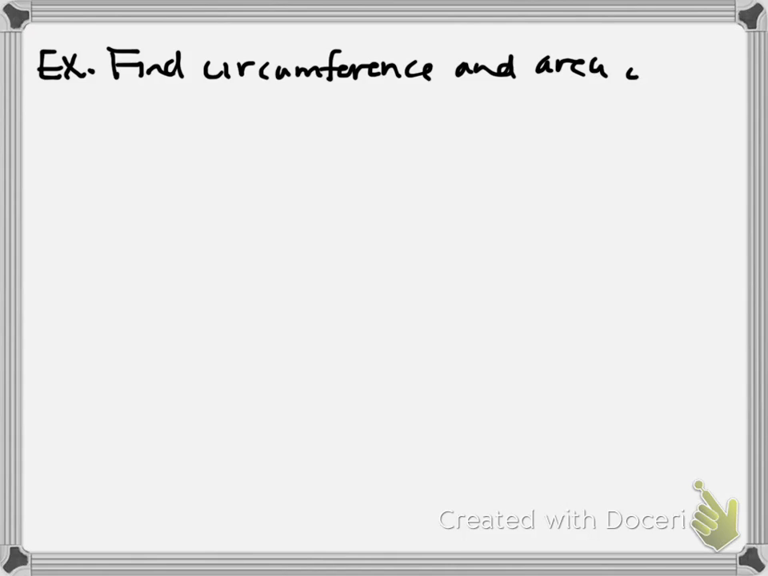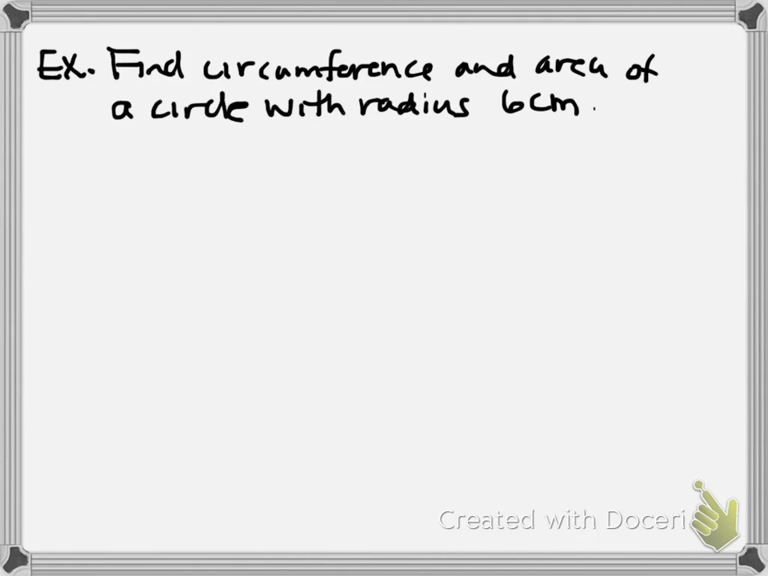So directions, find circumference and area of a circle with radius 6 centimeters. So when I'm solving the problem, I'm basing it on the information they give me. So if they give me the radius, I'm going to use the radius version of circumference. The area, I have no choice. There's only one formula. Okay?